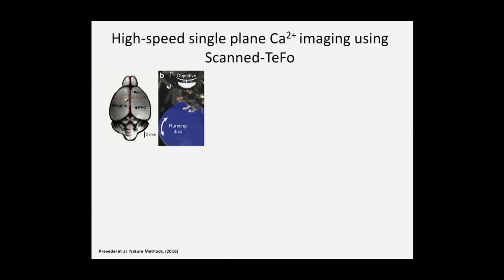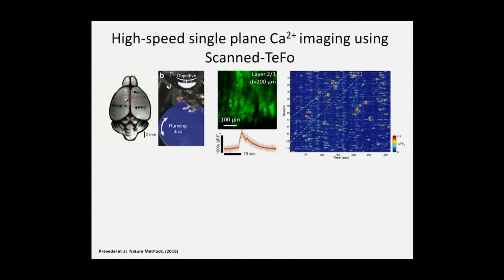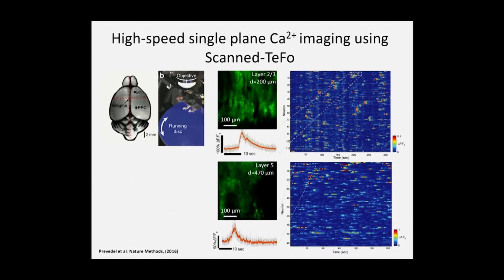Next, we were interested in recording activity in vivo in the mouse brain. We used mice where we expressed GCaMP in the motor cortical areas and the PPC while they were awake and running. With this, we can now go deep and look at layer 2/3 neurons and record from them, as you can see here, at about 200 microns depth, from about 110 neurons or so. We can also go deeper to layer 5 neurons at about 470 microns and record from a similar number of neurons.